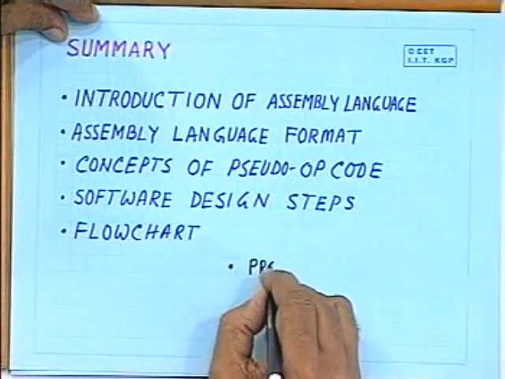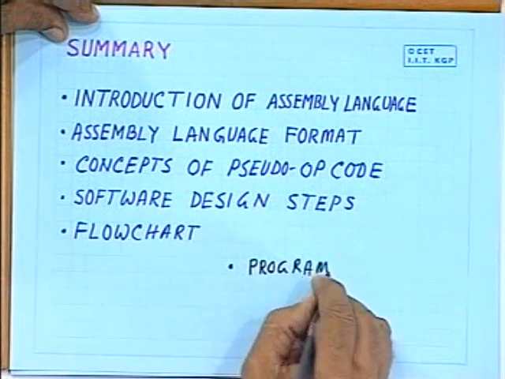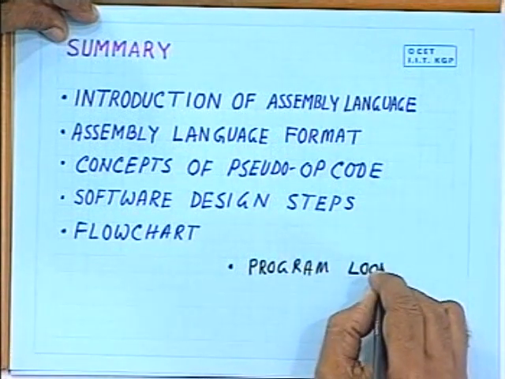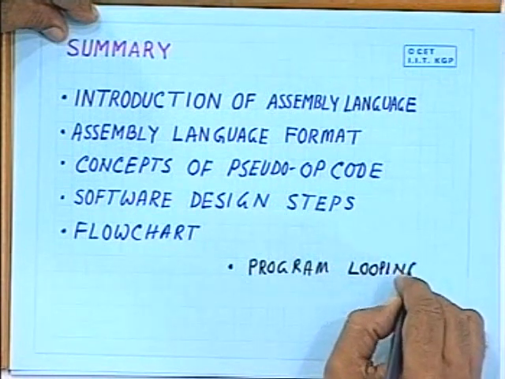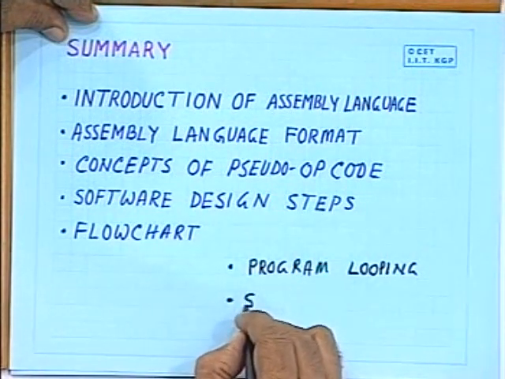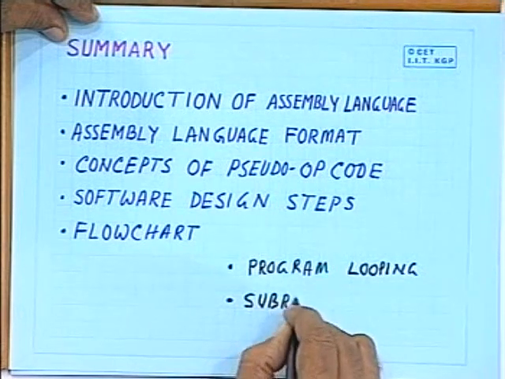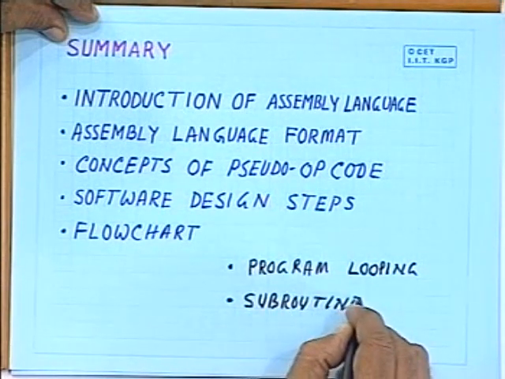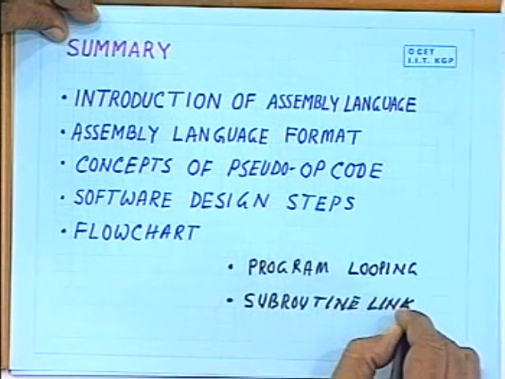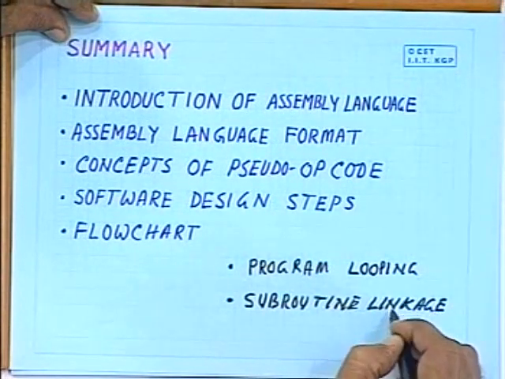So in the next lecture, we shall discuss two very important topics of assembly language programming, or in general programming in any language. One is program looping, as I mentioned a few minutes back, and we shall also discuss subroutine linkage. These two topics we shall discuss in the next lecture.